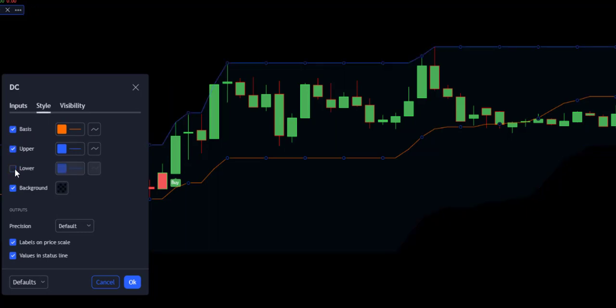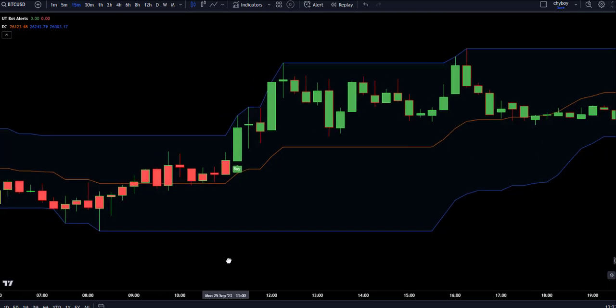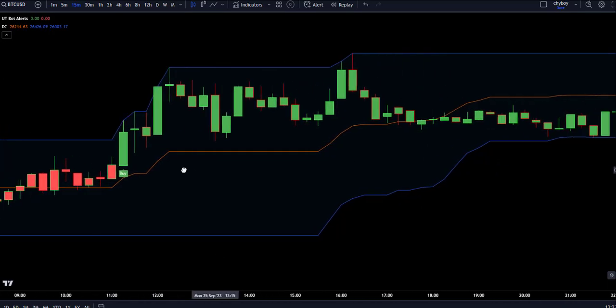You can customize these settings to your preferred color, but on this strategy we are going to leave it at default. So how we are going to use this indicator is that we buy when price is above the basis line and we sell when price is below the basis line.